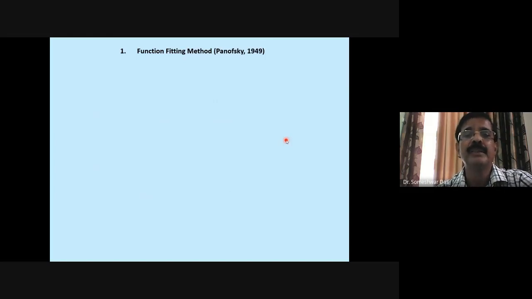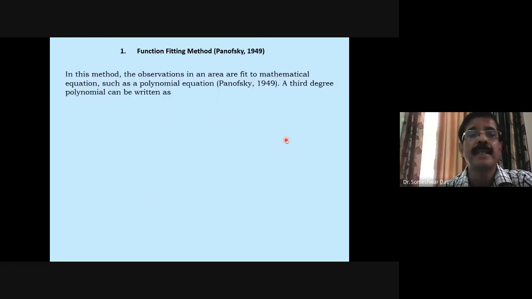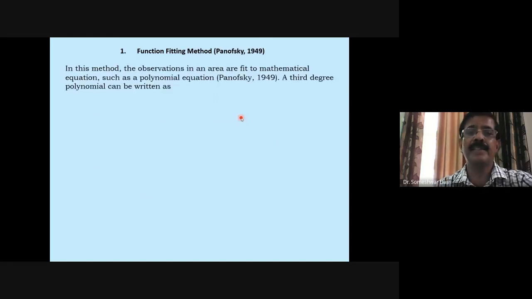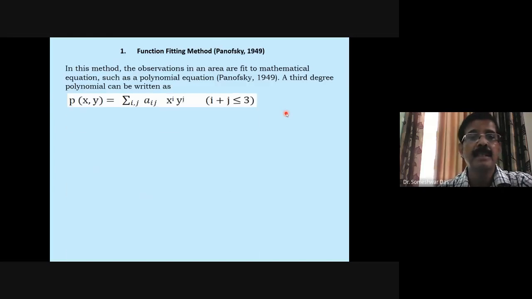The first one is Panofsky's fitting method. In this method, the observations in an area are fit to a mathematical equation such as a polynomial equation. A third degree polynomial can be written, for example, as P(x,y) equals the summation over all points i,j of a_ij, the weightage given to each observation, times x^i y^j, for i plus j less than or equal to 3.